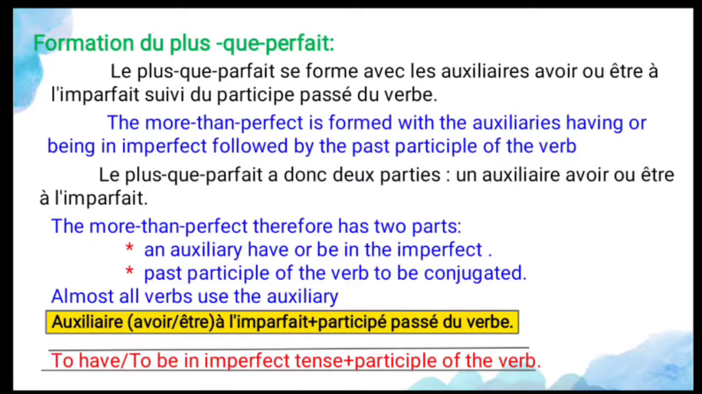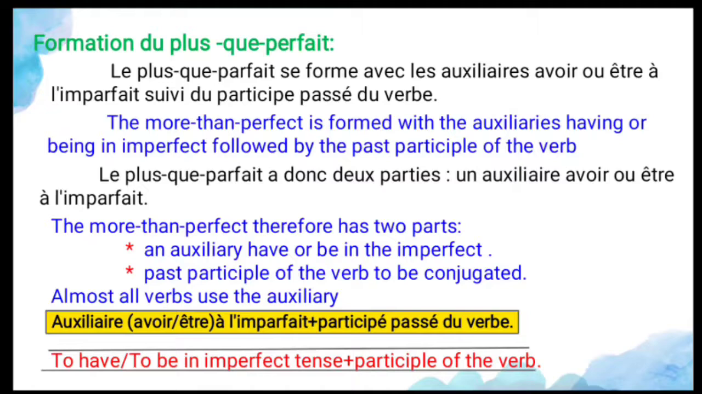And second: le plus-que-parfait, l'auxiliaire avoir ou être à l'imparfait. So when you are conjugating this plus-que-parfait, you have two things. One is the auxiliary verb, conjugated in the imperfect tense, and second is the past participle of the verb. Let's see that yellow box, that is the formation for the plus-que-parfait: auxiliary avoir or être in the imparfait, that is imperfect tense, and the past participle of the verb.